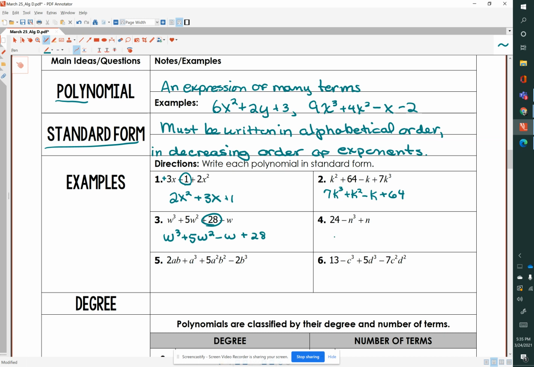Number 4, we'd start out with negative n to the third power plus n plus 24. We have an invisible positive sign right there.